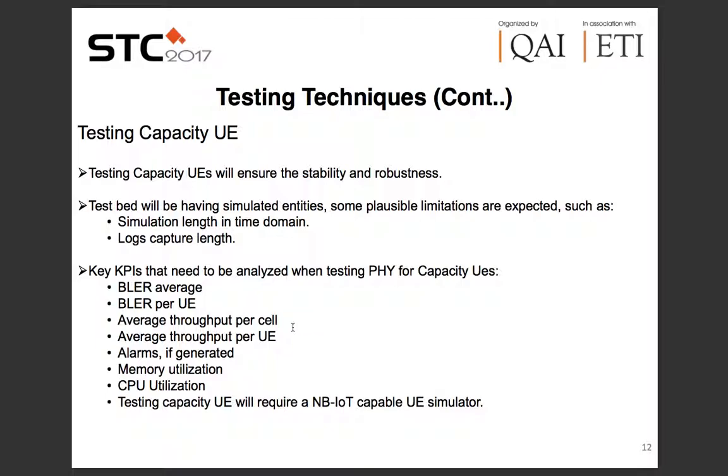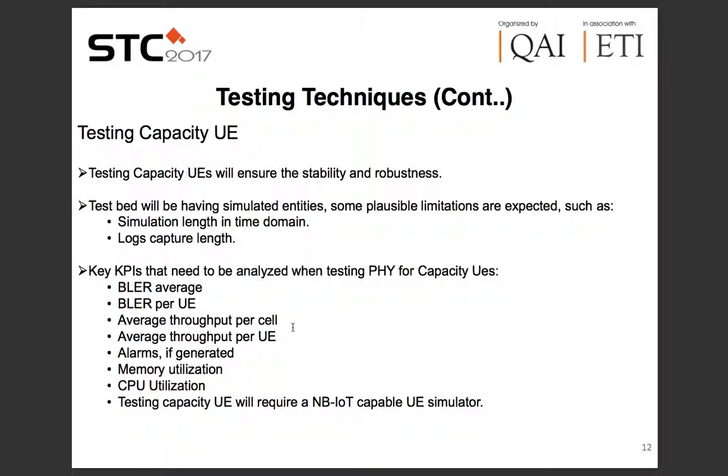The key KPIs that need to be analyzed when testing PHY for capacity UEs can be the block error rate average for the whole system or the cell, the block error rate per UE, the average throughput per cell, average throughput per UE, any alarms generated, memory utilization of the device under test, CPU utilization. Also, testing capacity UE will require a narrowband IoT capable UE simulator, for example, Aeroflex TM500. It can be configured with the same cell ID and frequency to achieve capacity UEs.